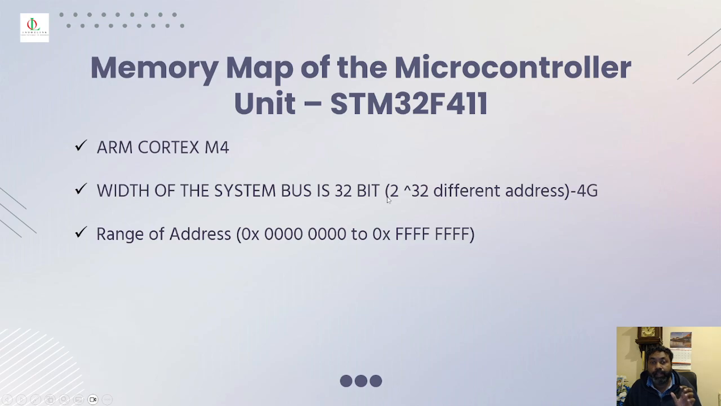So what that means is you can access 2 to the power 32 different addresses. That will take you to 4 gigabytes of different addresses that you can access. So the range of addresses for this memory map would start from 0000 0000 to FFFF FFFF. So this is the range of addresses for any memory map. Be it flash memory or static RAM, anything, everything will have its unique address. So you need to go to the memory map to follow that.